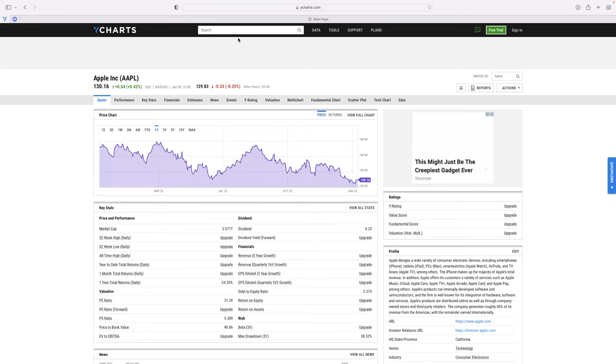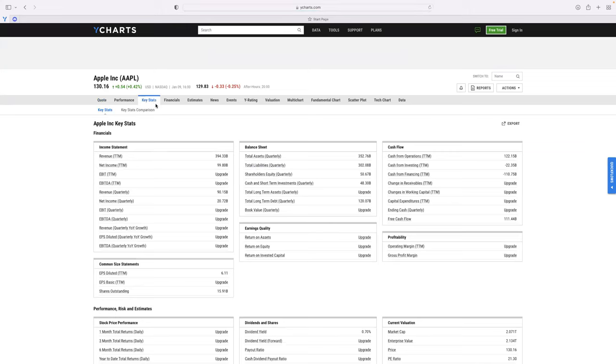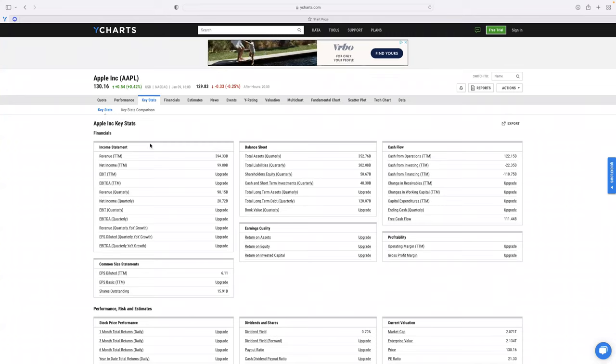I just went up to the search bar and you pull up Apple, you do all of that, right? And then I want to come over and look at the key stats first. Some of the stuff that you want to look at, when you're interested in investing in a company, is the revenue of this company. The revenue is how much are they making, right?